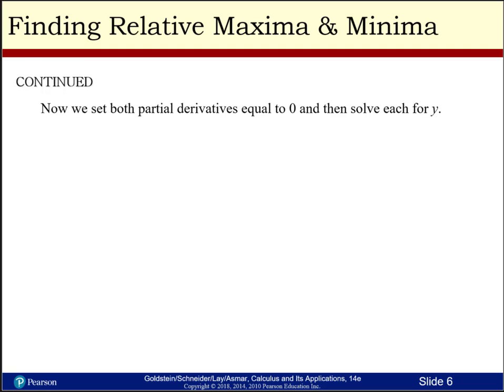Now we set both partial derivatives equal to 0 and solve each for y. So let's write them both down and solve for y. We will get, for the first one, y equals x plus 2. For the second one, y equals 1/3 x plus 8/3.